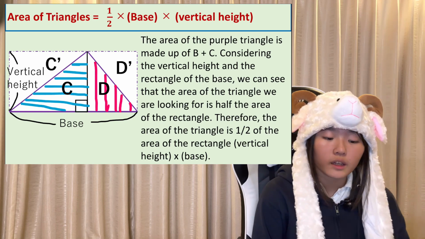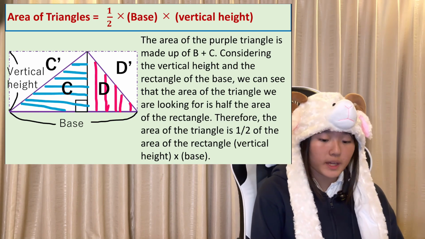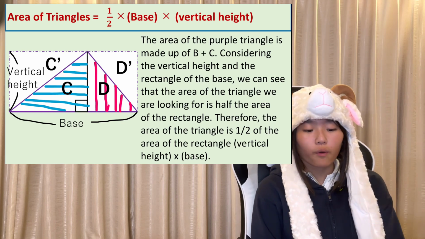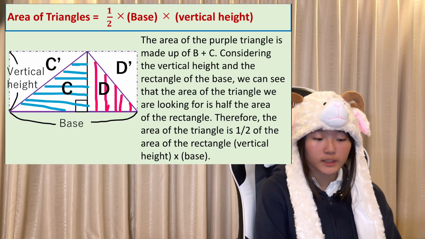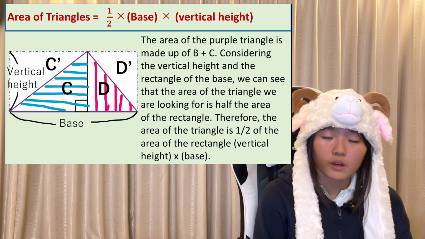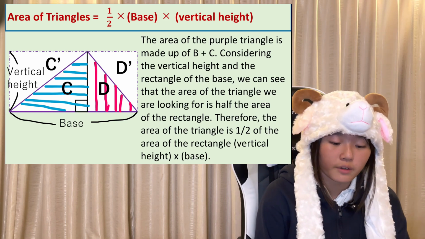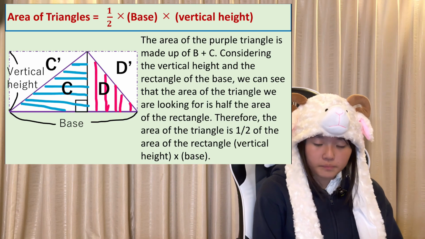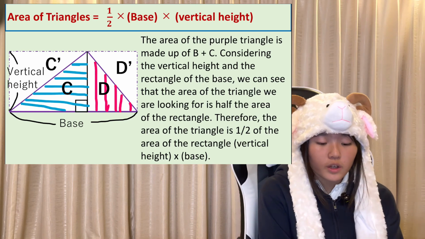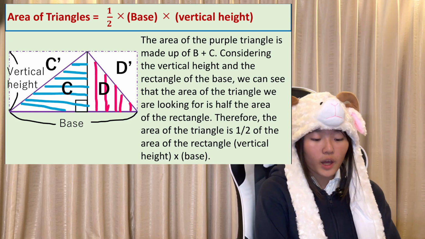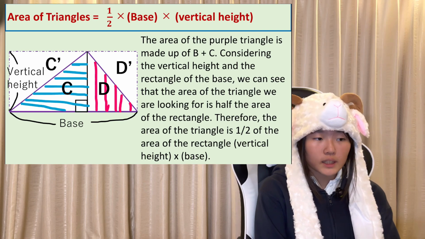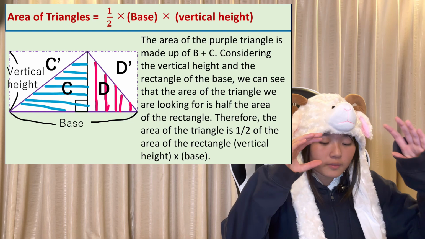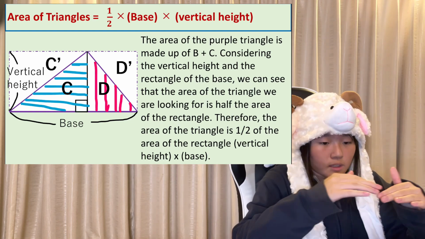Considering the vertical height and the rectangle of the base, we can see that the area of the triangle we are looking for is half the area of the rectangle. Therefore, the area of the triangle is half of the area of the rectangle. And if you don't know, which you literally should, the area of a rectangle is the vertical height times base. And since the area of a triangle is half the area of the rectangle, it's vertical height times base divided by 2.